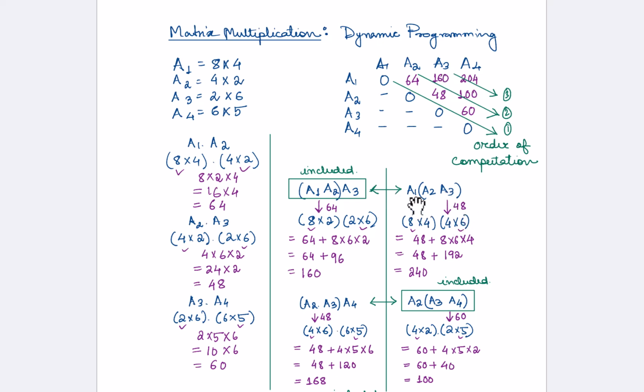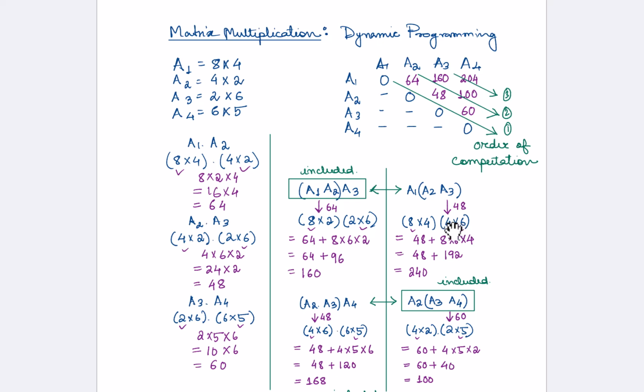So on the right hand side, you can see we have A1 into A2 into A3 in bracket. For A2 into A3, we have already done the calculation before. We know that 48 multiplications were required, so I've written 48 here with an arrow. Since we have got a new matrix after multiplying A2 into A3, the dimension of this comes from here, which is 4 into 6, because as I told you before, the middle value gets eliminated. Okay, so we have 4 into 6 here.